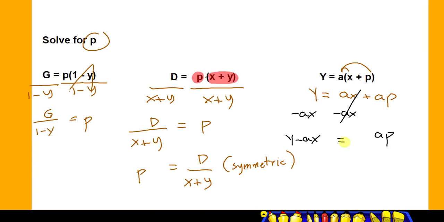Again, I need my p. There's another variable in there, which is your a. And what is the operation between a and p? It's just a multiplication. So to remove your a, I need to use the opposite. So I will divide by a. So your p now is equal to y minus ax divided by a.